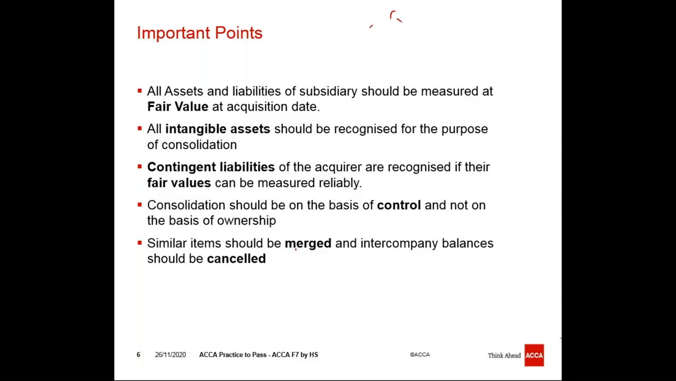Then next point is similar items should be merged and intercompany balance should be cancelled. If we have similar assets, they should be added, liabilities should be added. But if we have some intercompany transactions between the parent and subsidiary, then it should be cancelled.